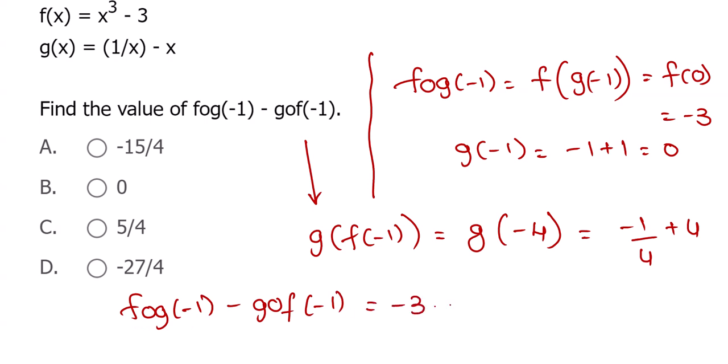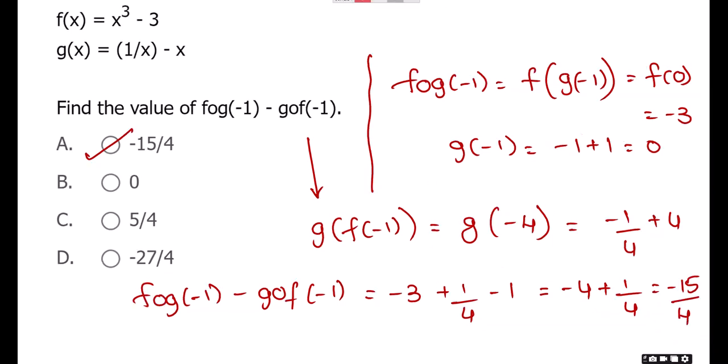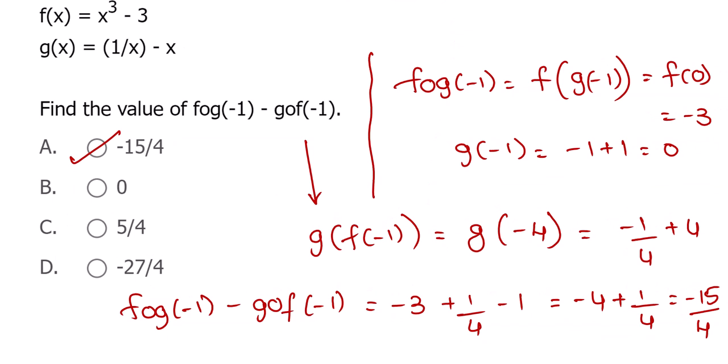First one is already minus 3. When you subtract, minus 1 by 4 becomes plus 1 by 4, plus 4 becomes minus 1. So we get minus 4 plus 1 by 4, which is minus 15 by 4. Minus 15 divided by 4. Option A is correct. Functions related stuff.